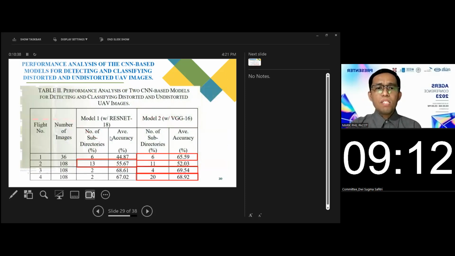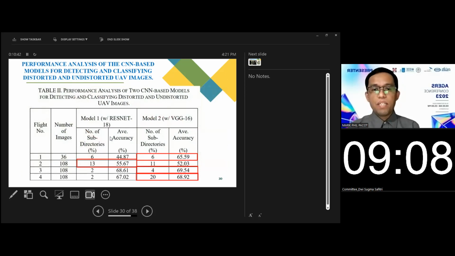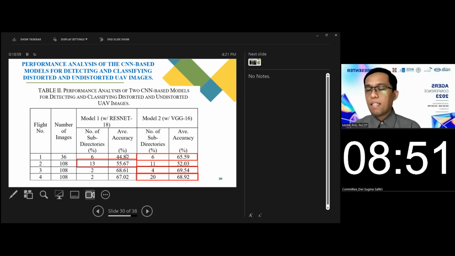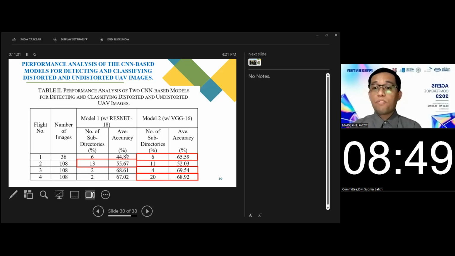Okay, for the performance analysis of our models, we use transfer learning. For model 1, we use the ResNet18 architecture, and for model 2, we use VGG16. These models perform the distortion detection and classification. This is crucial in generating those subgroups, which could minimize the visual distortion in the final image mosaic.